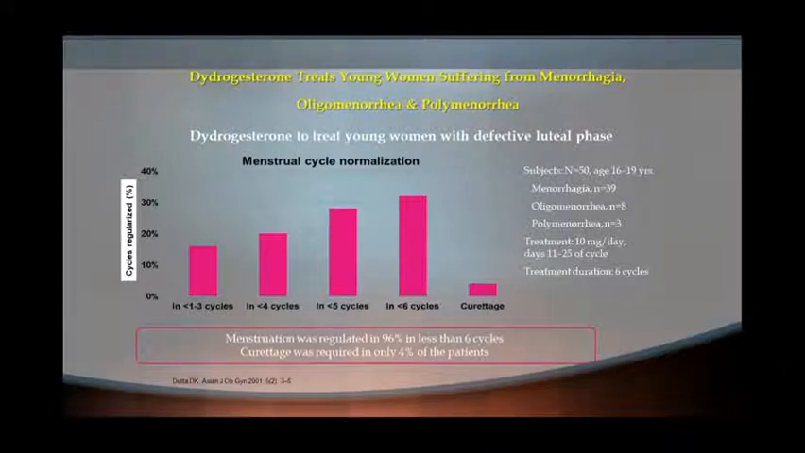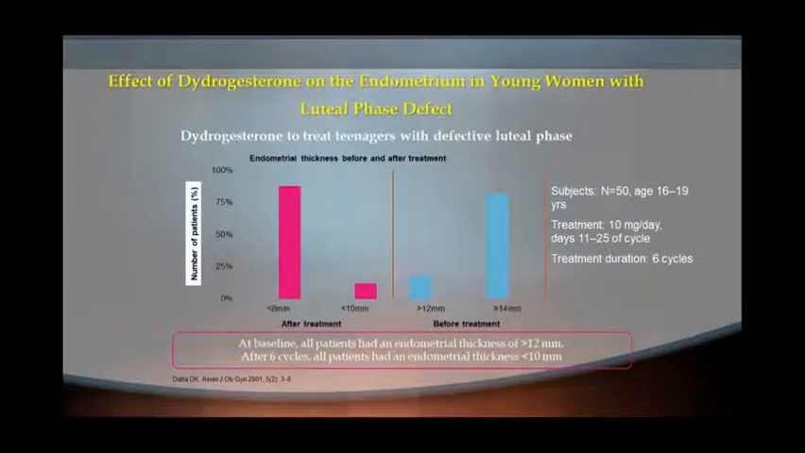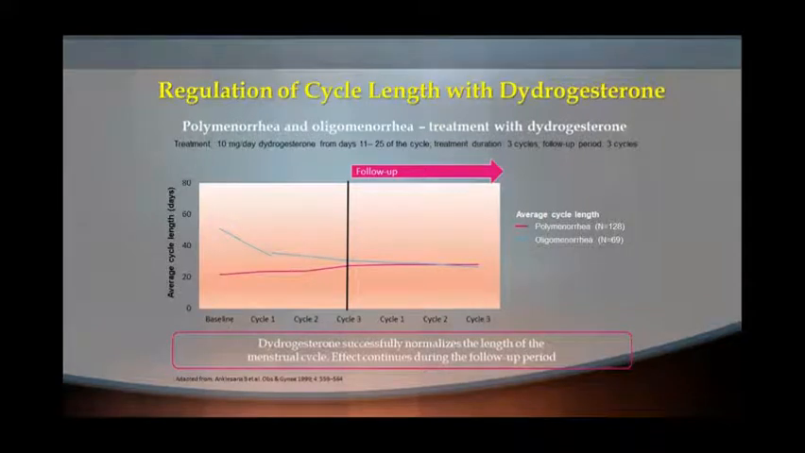And they were given dydrogesterone in the same cyclicity. And you can see that there was almost 96% response to the regularity of the cycle in 6 cycles time. And the endometrial thickness, which was measured prior and after the 6 cycles, was decreased to 8 and 12 millimeters respectively. So this is a very effective medication, even in the early postmenarchal irregularities.